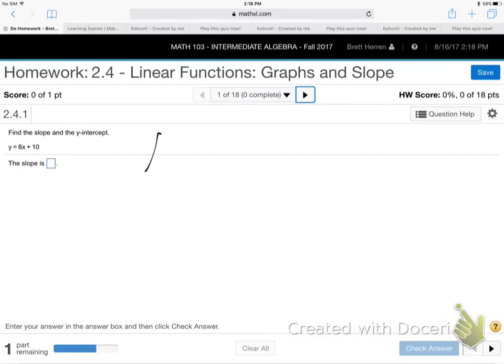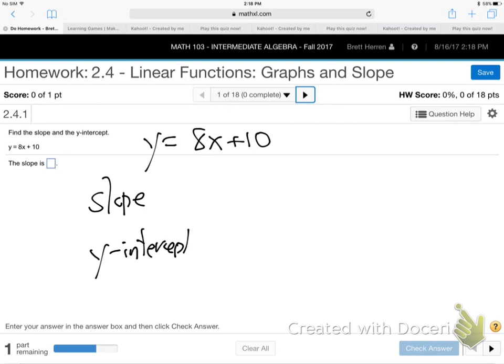All right, so here we go. So y equals 8x plus 10. They want us to find the slope and the y-intercept. I think you already know how to do this from our graphing yesterday, Monday.